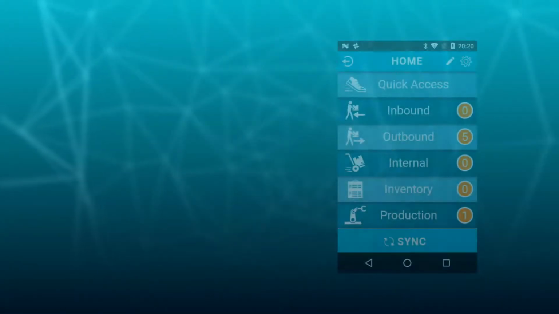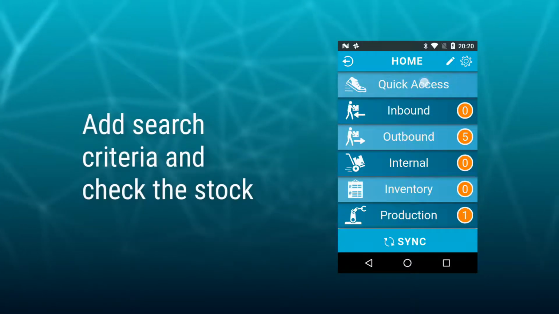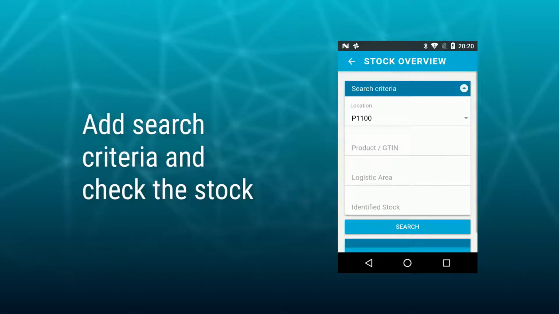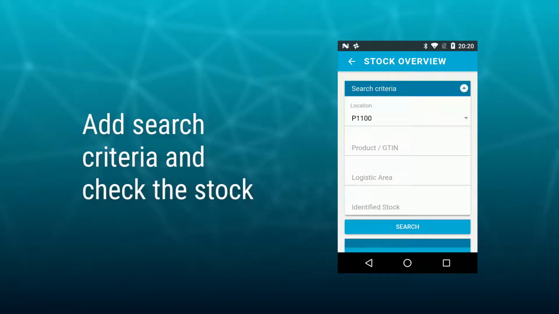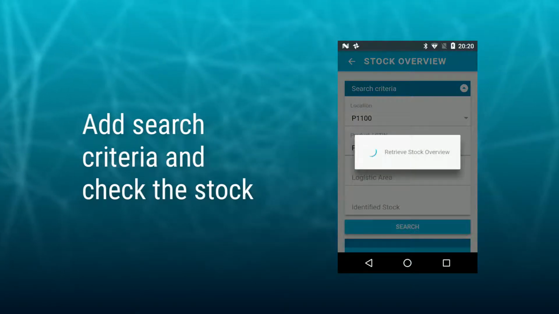In the Quick Access menu, you now have the possibility to check the stock overview. Therefore, select the site, scan or type in additional filter criteria, and press search.